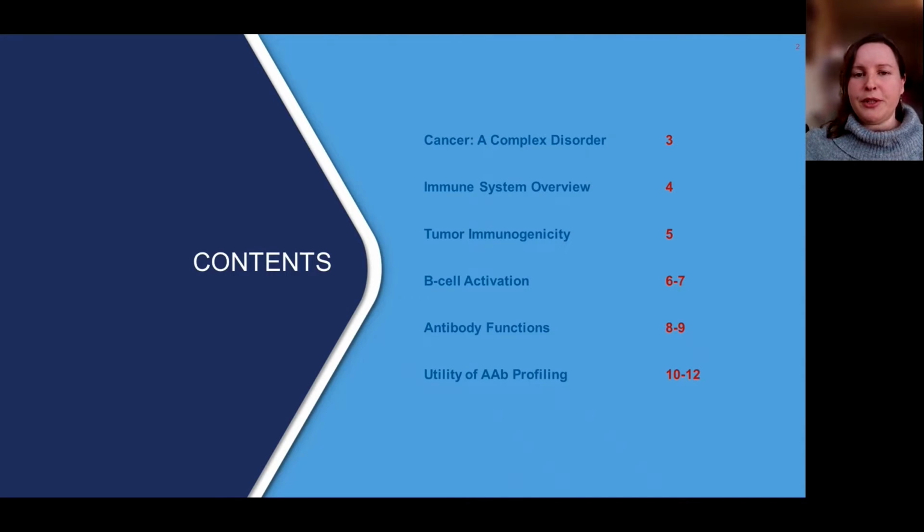We'll be talking about a number of complex topics today. We'll start a little bit with how cancer is a complex disorder, a short overview of the immune system, how tumors can become immunogenic, how that can activate B cells, how antibodies produced by B cells then function, and ultimately how autoantibody profiling can be of use in oncology.